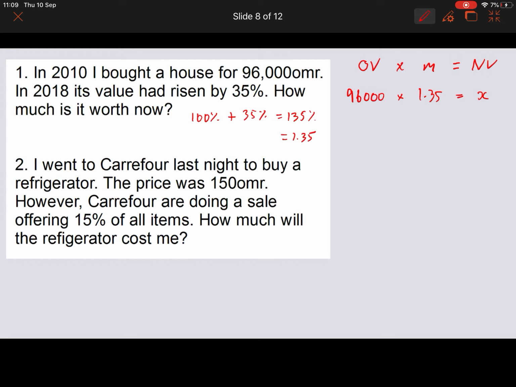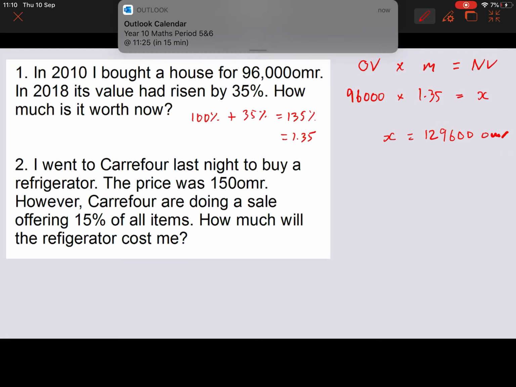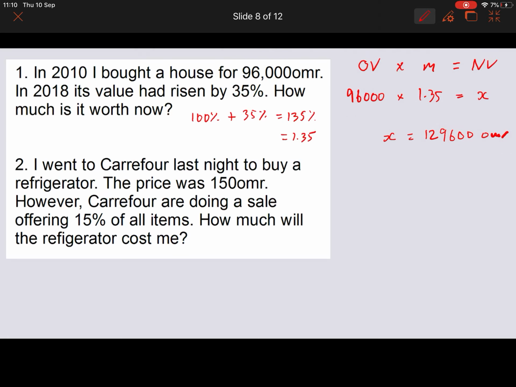Okay? So that equation is dead easy to solve because x is already on the right-hand side and all the numbers are on the left-hand side. So I don't even need to do anything clever. I'll just do 96,000 times 1.35, just doing that on my calculator. And that tells me that x is equal to 129,600 OMR. Okay? And there's the answer.